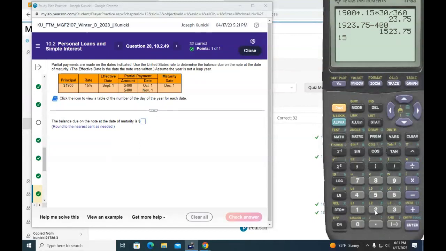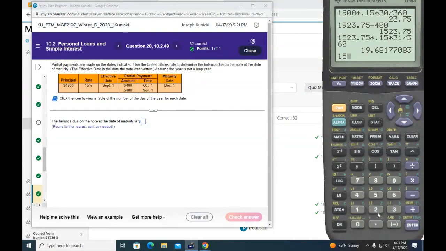So I take 1523.75 times 15%, and now it's 31 days. 31 divided by 360. See what I mean about the banker's rule? They don't give you 30 days for each month. Whatever days there are, they actually use, so it doesn't work both ways. So my second interest is 19.68.